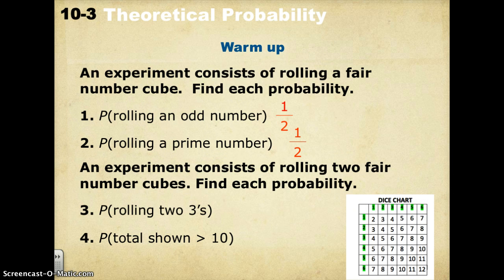The experiment consists of rolling 2 fair number cubes. Find each probability. The probability of rolling 2 3s. That means we're rolling a double. There's only one way to roll double 3s, so it would be 1 out of 36. And number 4, the probability that the total shown is greater than 10. We would look in our chart and find all the different outcomes that are greater than 10. So we have one 11, two 11s, and a 12. So that would be 3 out of 36, which reduces to 1/12.